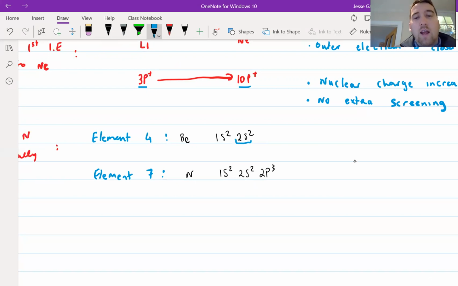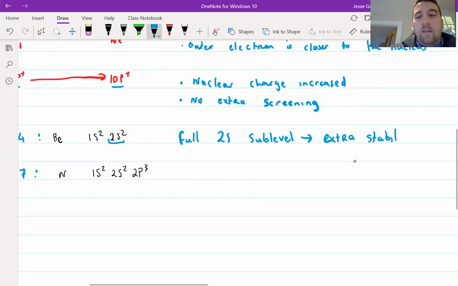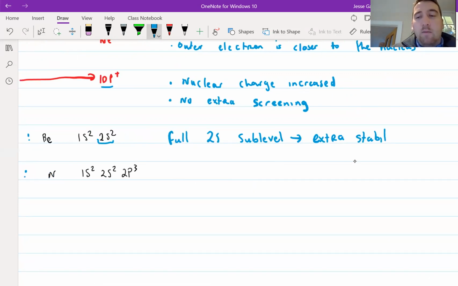Okay, right, so hopefully you're looking at this here. This is the outer 2 electrons and they have filled the 2s sublevel. So we would say beryllium has a full 2s sublevel. This gives the element extra stability. So we want to mention extra stability. This makes beryllium extra stable. It's harder to remove the outer electron.